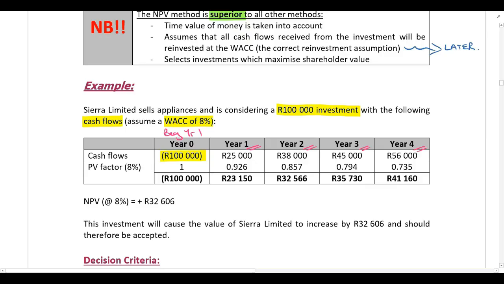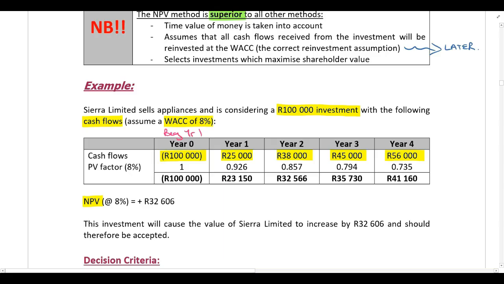Also, please note, if this is the end of year two, it could also be seen as the beginning of year three. And if this is the end of year three, it can also be seen as the beginning of year four. So you must understand how these columns work so that you make sure you put your cash flows in the correct column. So in this example, we have an outflow of 100,000 Rand right at the beginning of year one. We then have an inflow of 25,000, an inflow of 38,000, 45,000, and 56,000 over the 4-year period. And we need to calculate the net present value.